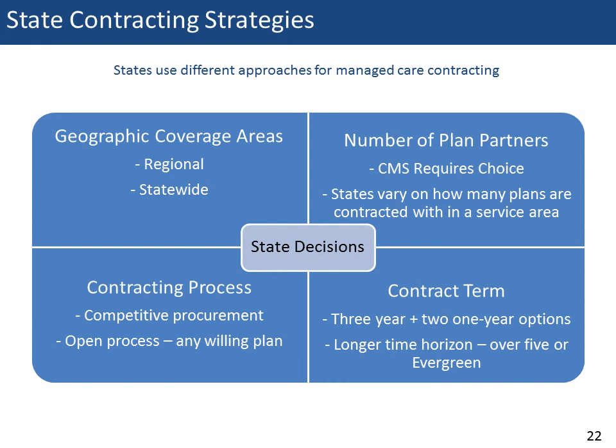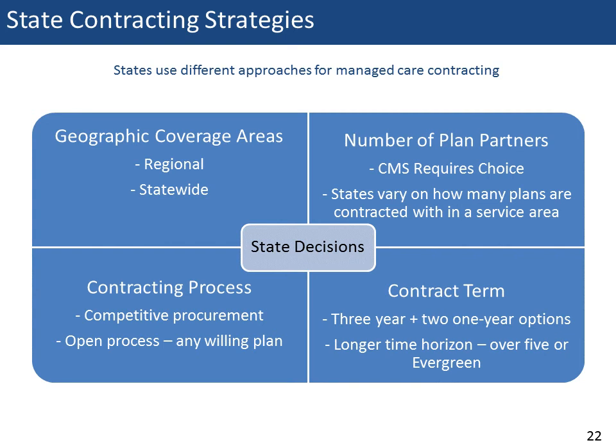And states use different approaches also in terms of how they think about the procurement itself. Which geographic areas do they want to cover in managed care contracts? Are they doing it regionally? Are they doing contracts statewide? The number of plan partners that they choose is something states have options on. CMS does require that enrollees have at least a choice of 2 plans. But states vary on the number of plans that they bring in to the Medicaid program.